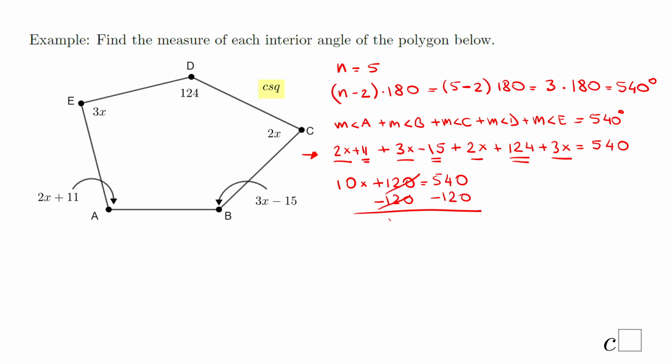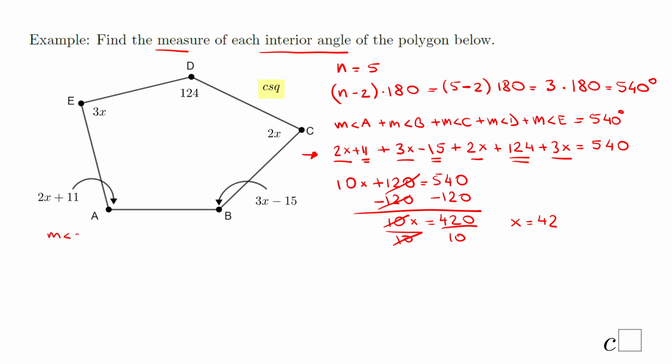And we have 10x equals 420. Divide by 10, because you're going to cancel these 10. And we end up with x equals 42. But again, this is just the first part of this problem, because we have to find the measure of each interior angle. So we're going to have to go back and plug it in. What do I mean? Let's take a look.